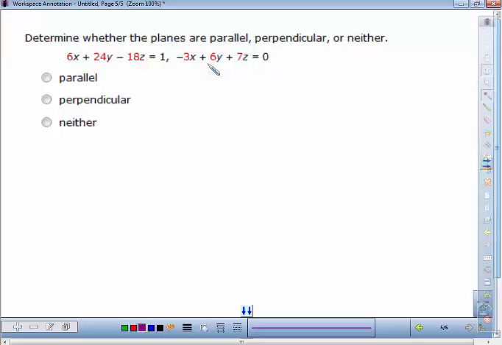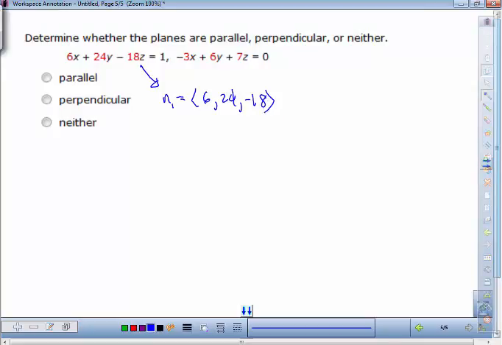So those are our two planes. Let's extract the normal vector from each of these planes. Let's call this plane 1, and so n1, the normal vector for the first plane, is going to be 6, 24, and negative 18. They look like they're all divisible by 3. If you want, you can factor out a 3 to make your computations a little bit easier, or you can just leave it like this.